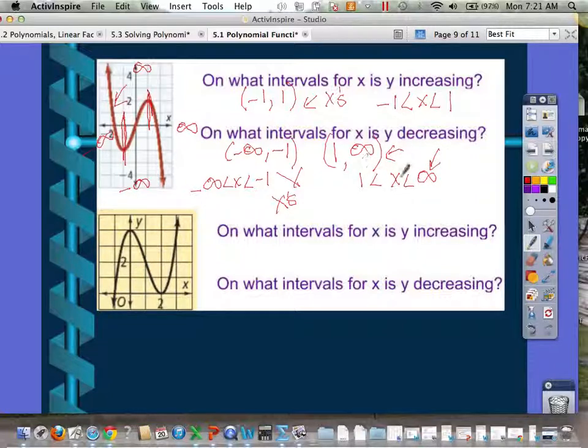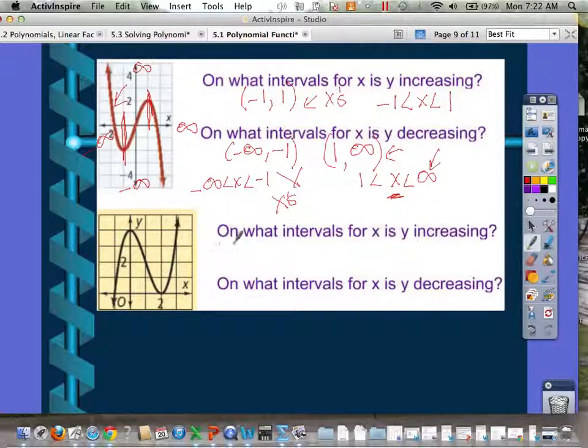They're only talking about x values. That's why the x is in the middle of this one. So x is between 1 and positive infinity. That's when y is decreasing. You have to be able to interpret your graph and what you've written down. And the more practice we get with these, the better off you'll be.